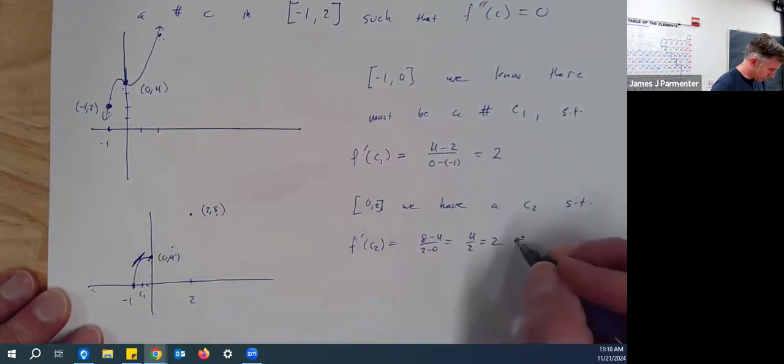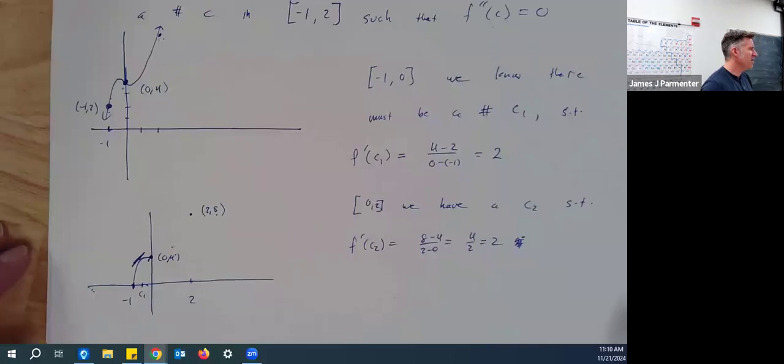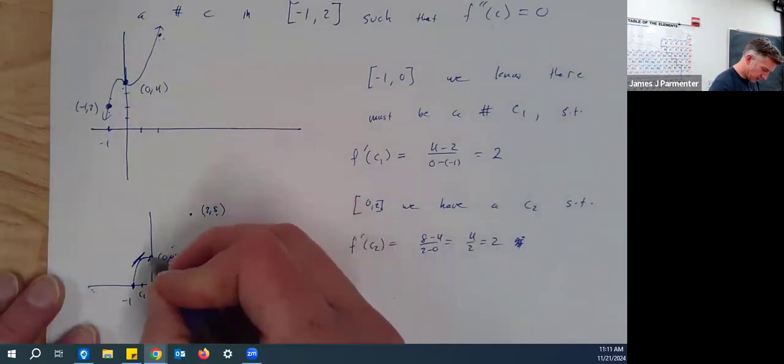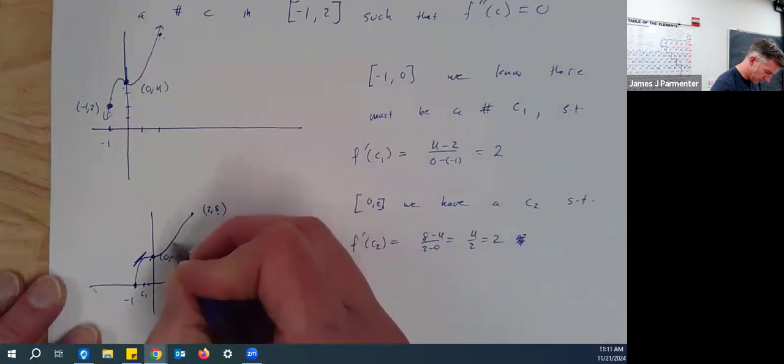Okay, sorry. Then I see what's going to happen now. Here's what we're saying. The derivative is 2 here, and somewhere else in here, the derivative is also 2.